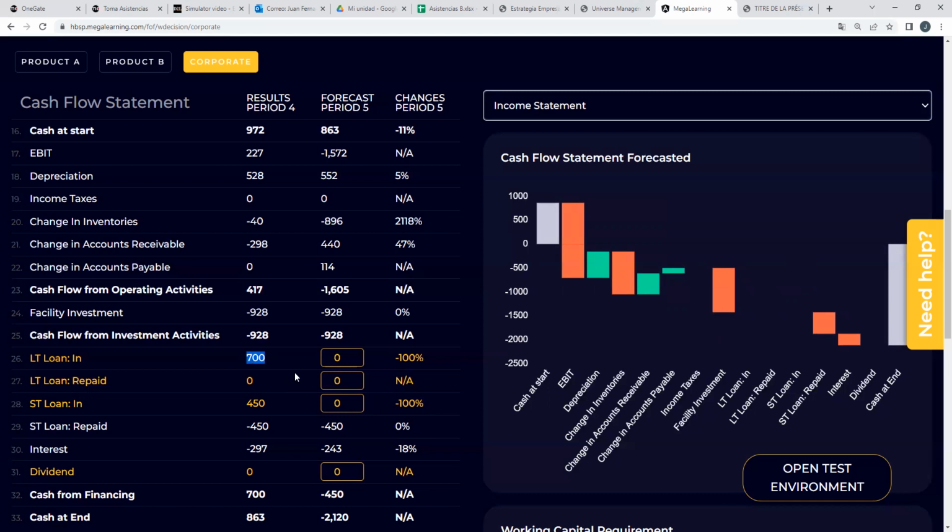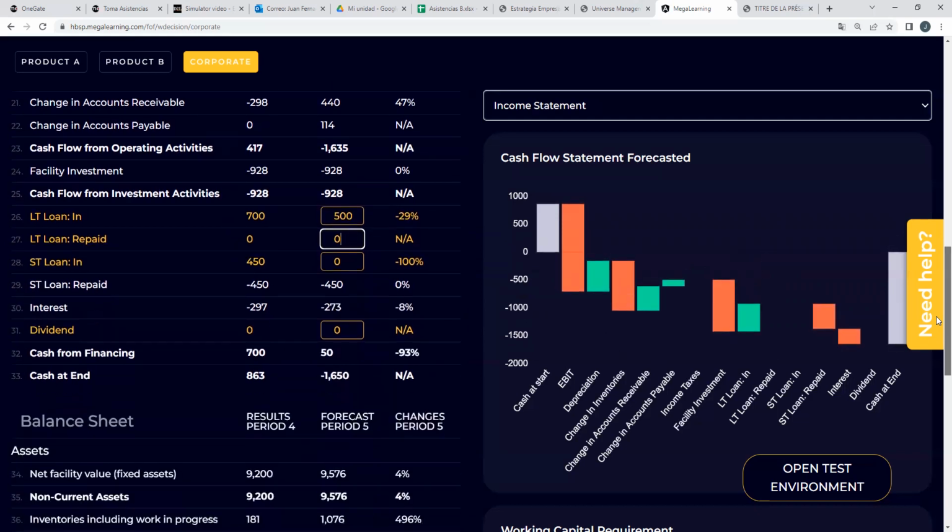The point is not that the company is only with a $700 debt. This is the debt that they acquired in the last round, but the debt of the company is bigger. Okay. So if you want more debt, you can put here, I don't know, 500.